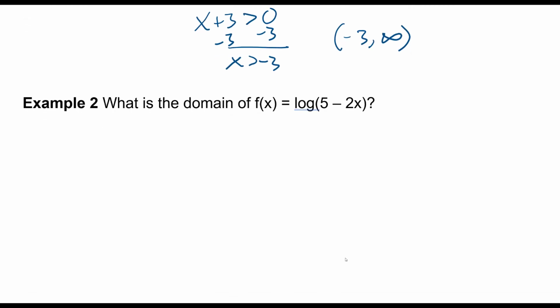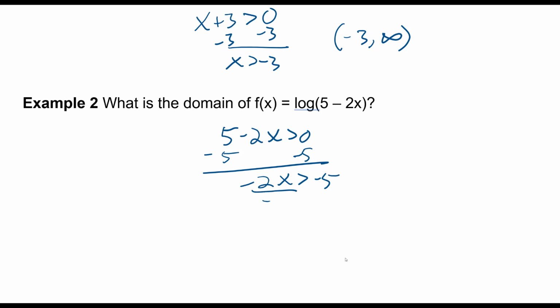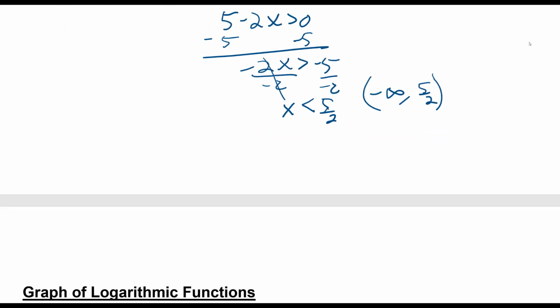Let's try the next one. We have 5 minus 2x is greater than 0. So we'll subtract the 5. Negative 2x is greater than negative 5. Divided by negative 2, x is less than, because I divided by a negative, 5 halves. So I'd say negative infinity up to 5 halves, or 2.5. And that's it.